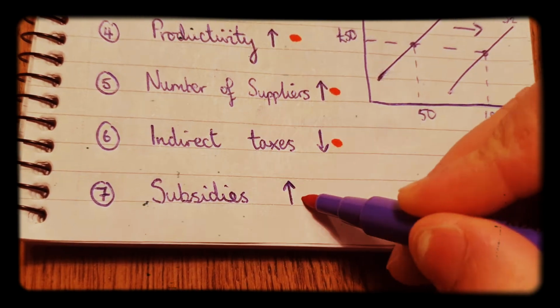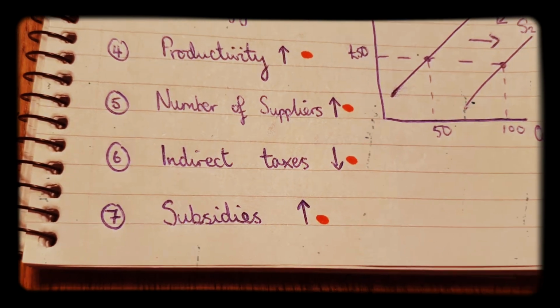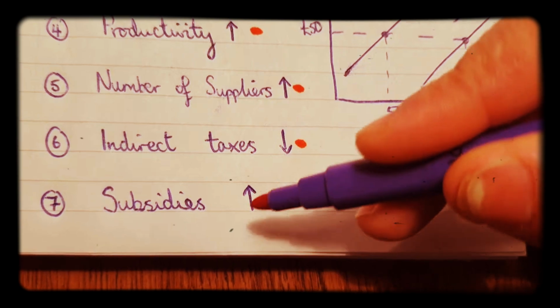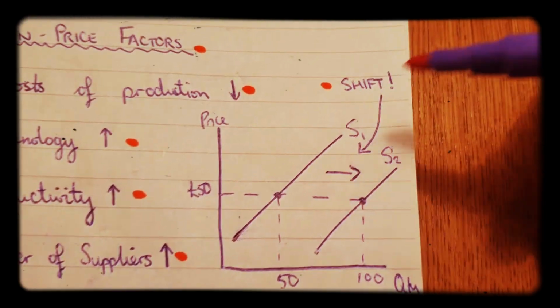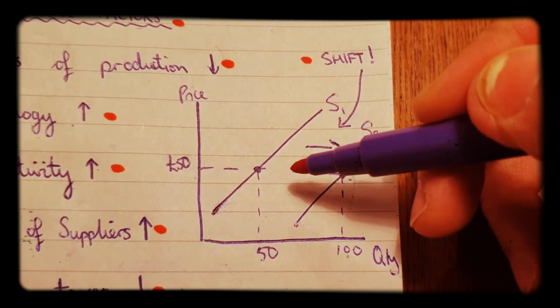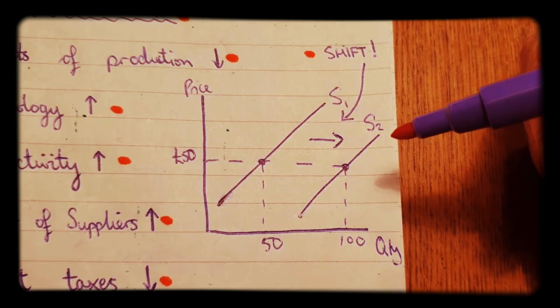Finally, we have subsidies. So if the government were to grant subsidies to firms and this were greater than it was, let's say for example last year, then supply would also shift to the right.